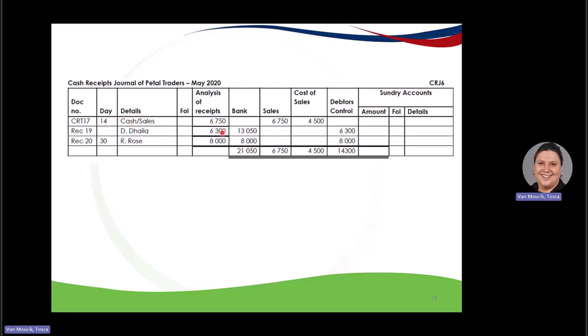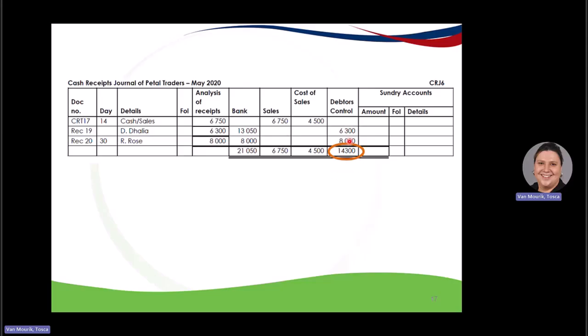Dahlia has paid, and Rose has also paid. On the 14th there were 2 transactions, so we bank everything at once. There's my 13 and my 6.3. Then Rose paid on the 30th. Rose paid 8,000, and there is my 8,000.